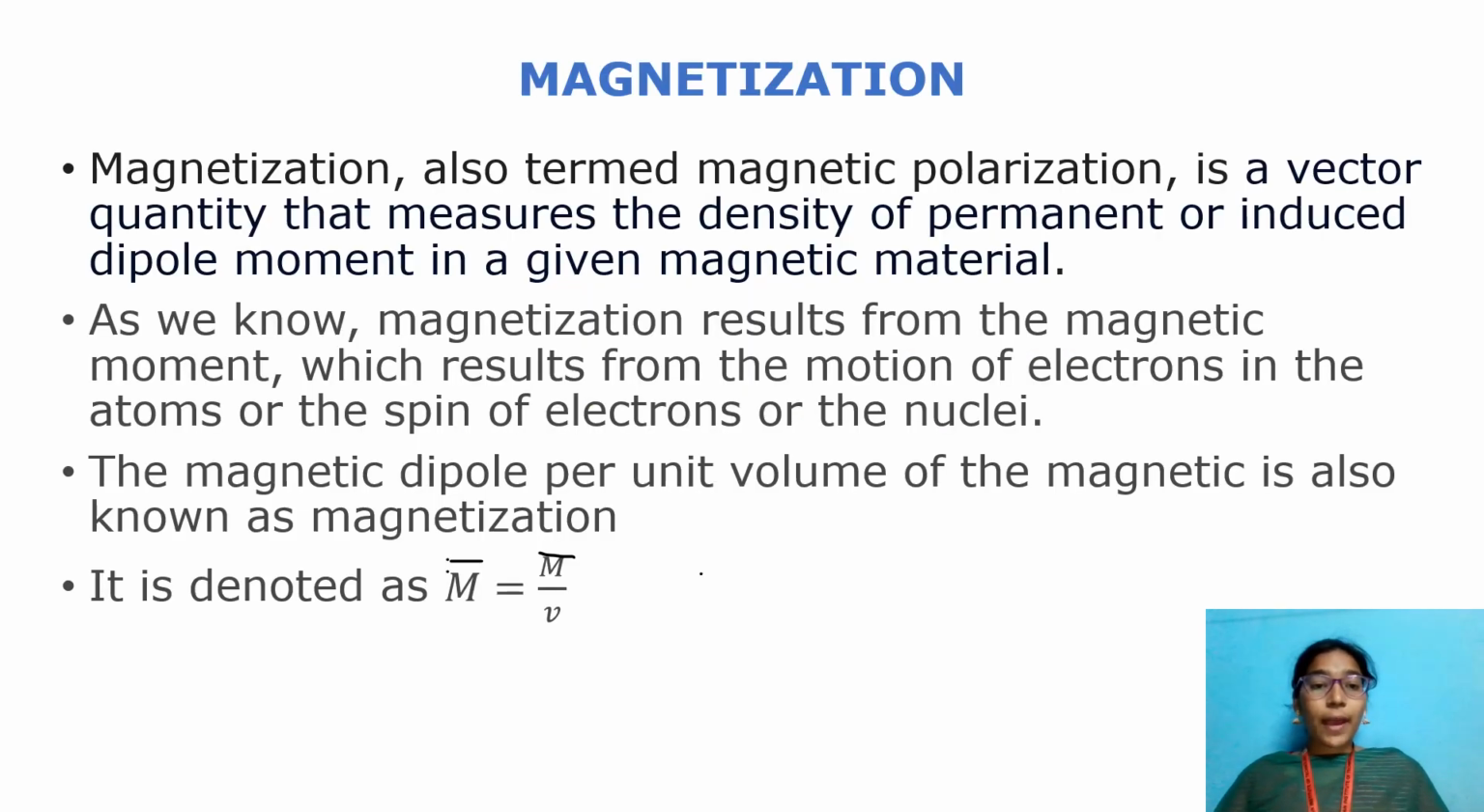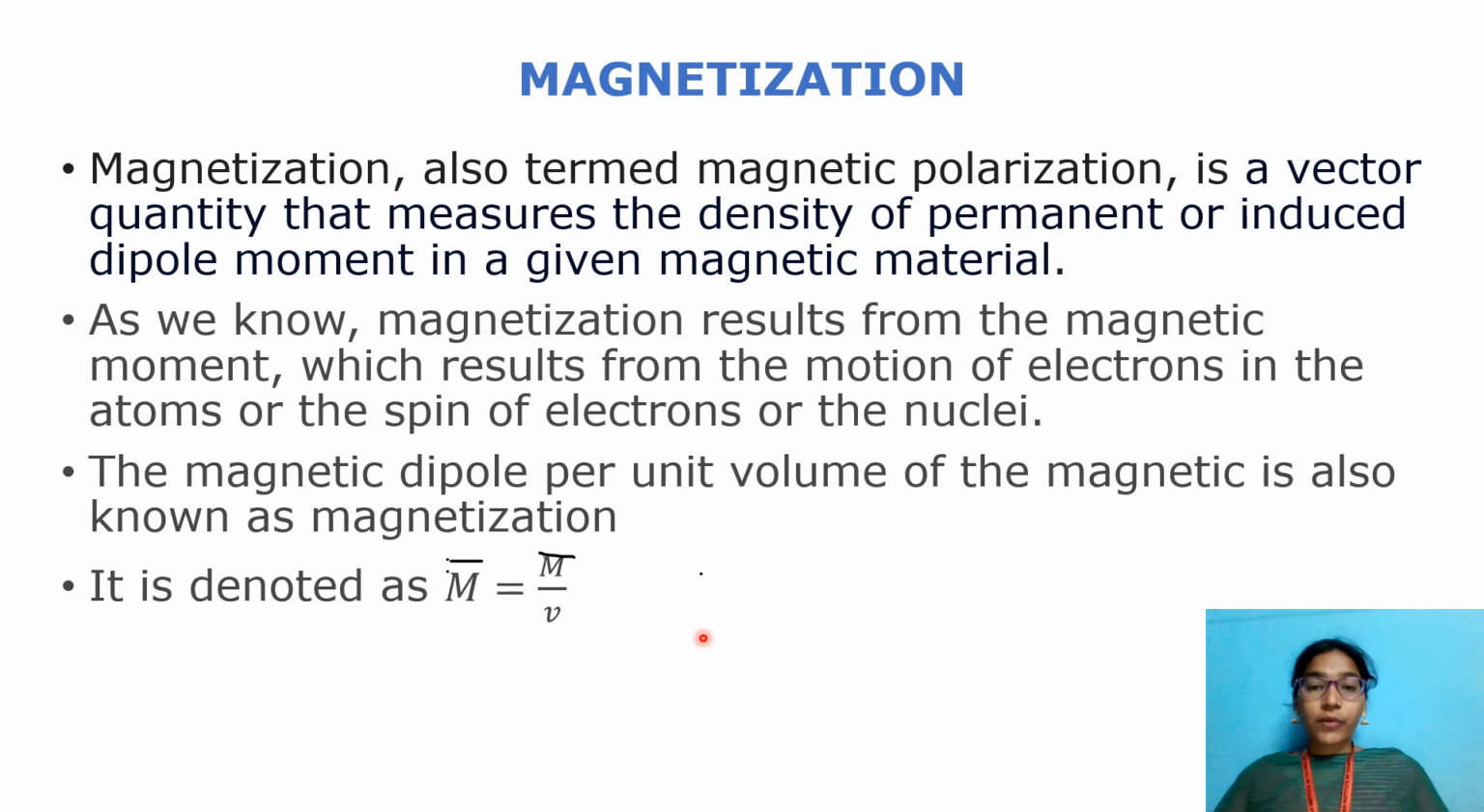Magnetization, also termed magnetic polarization, is a vector quantity that measures the density of permanent or induced dipole moment in a given magnetic material. As we know, magnetization results from the magnetic moment, which comes from the motion of electrons in the atoms and the spin of electrons or the nuclei. In short, the magnetic dipole per unit volume of the magnet is known as magnetization.